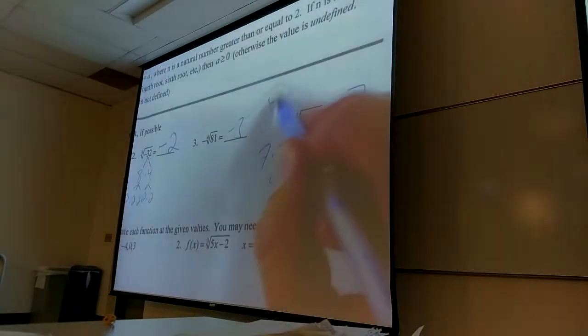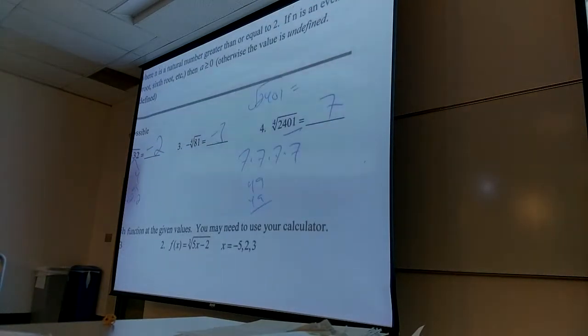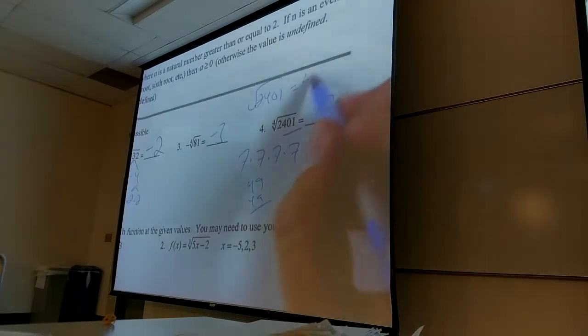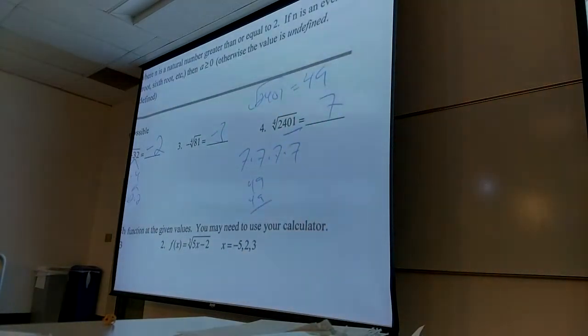So what is the square root of 2401? 49. Kick ass. Because it takes two 49s to make it. The fourth root of 2401 would be 7 because it takes four 7s to make it. The cube root, I don't know.